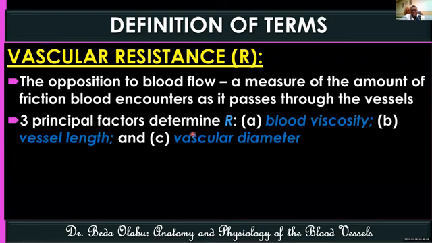But most importantly, this one, vascular diameter. If the lumen of the vessel is wide, it means that fewer molecules of blood will actually be hitting the wall of that vessel, and so the resistance is low. But if the lumen of the vessel is narrow, it means that most of the molecules of blood at any given time are actually hitting the wall of the vessel, and so the resistance is high.